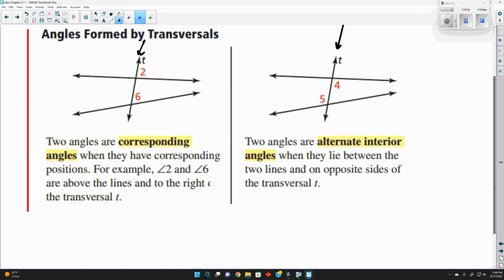Corresponding angles, alternate interior, alternate exterior, and consecutive interior. And we can also have consecutive exterior as well. Consecutive exterior is they're outside the two lines and on the same side of the transversal. Consecutive interior, they're both inside the two lines and on the same side of the transversal.